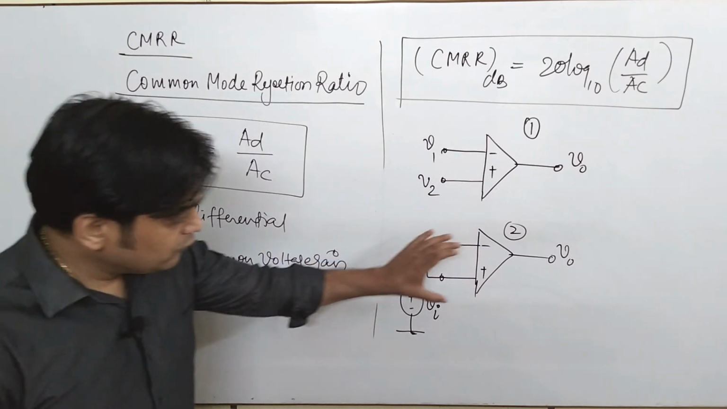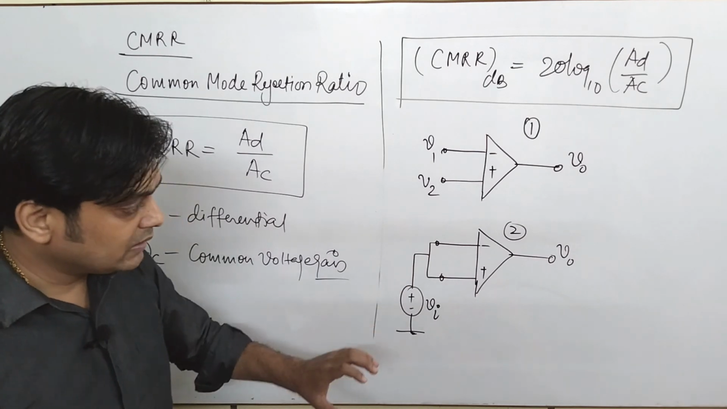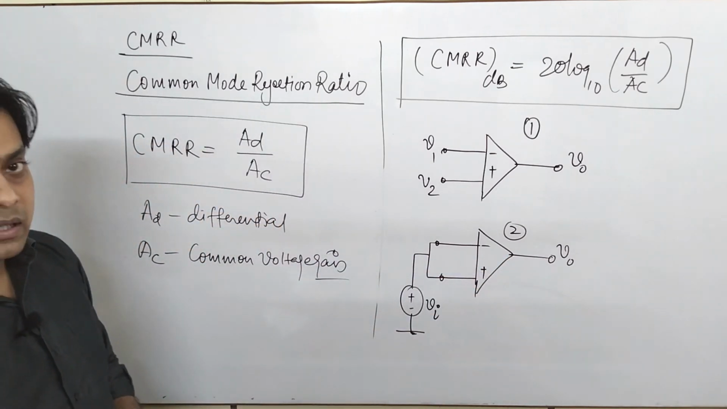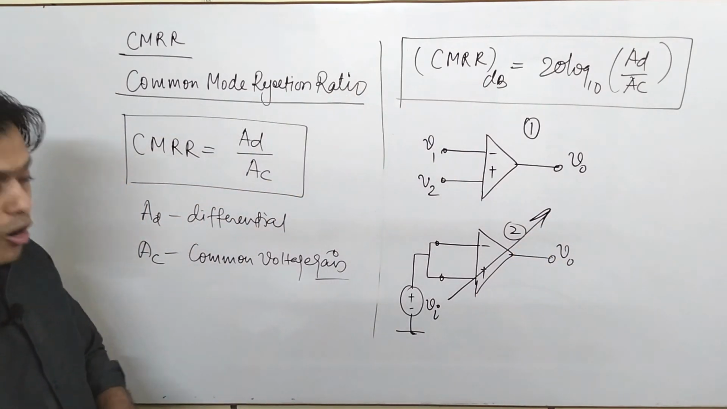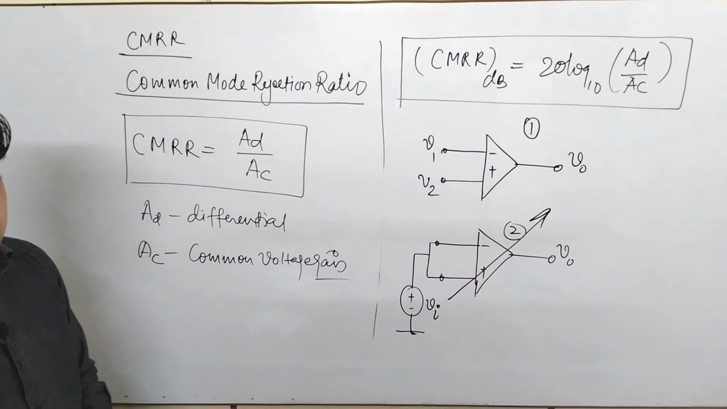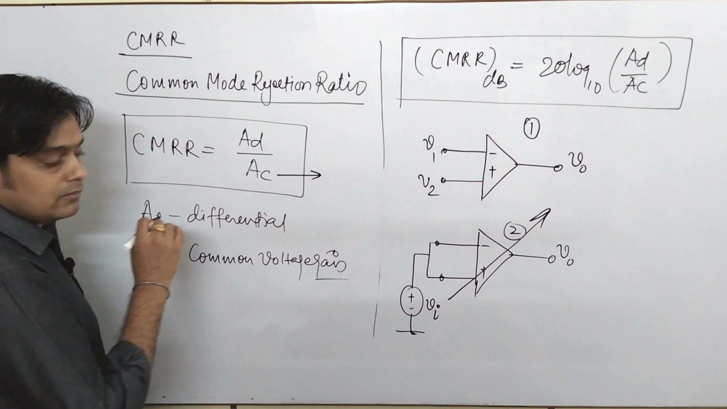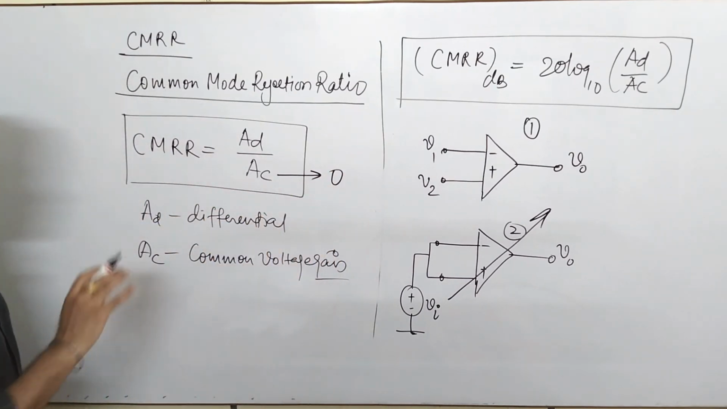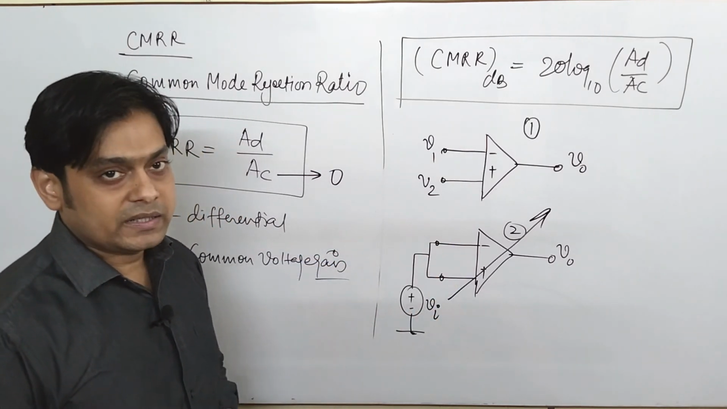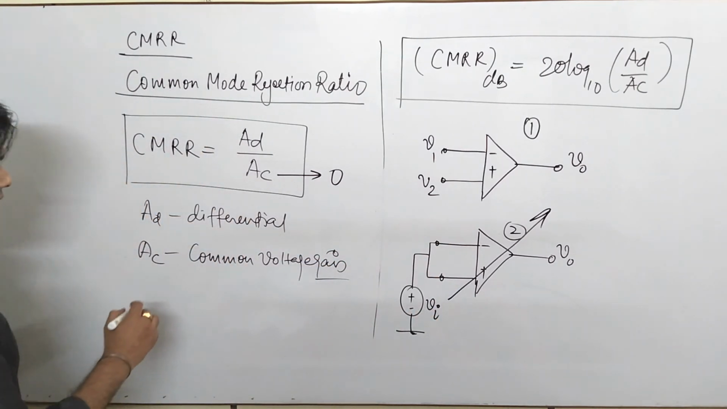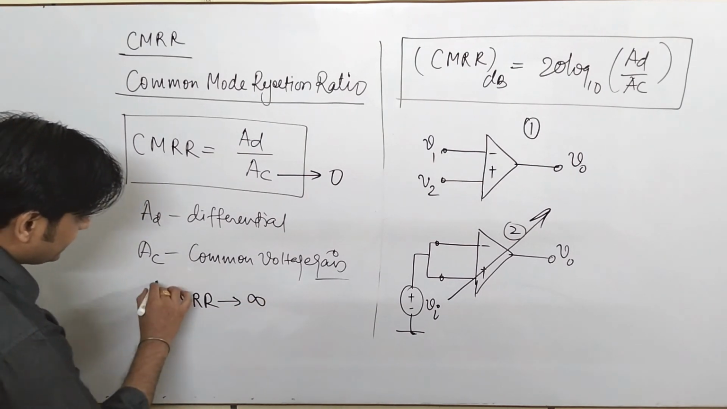A times V1 minus V2. So if you short circuit the inputs and apply a voltage Vi at this input terminal, the operational amplifier has a property that it always rejects the common voltage applied at its input terminal. So you can say that the value of AC in the case of an OPAMP is 0. Why? Because it rejects the voltage which is commonly applied at its input terminal. So the ideal CMRR goes infinite.